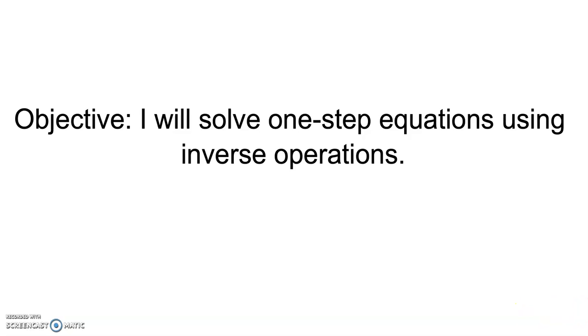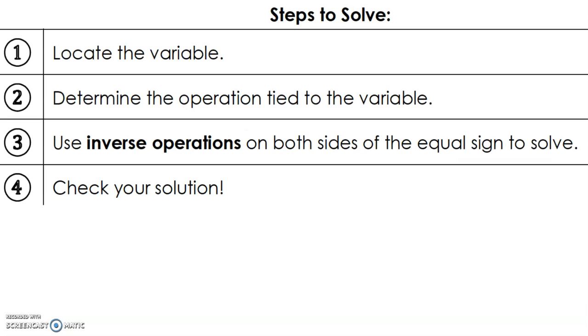In this video, we will solve one-step equations using inverse operations. Alright, so we have some steps that we're going to follow when we solve. We're going to locate the variable. We're going to identify where that is. We're going to determine the operation that's tied to the variable. In other words, what's bothering x?